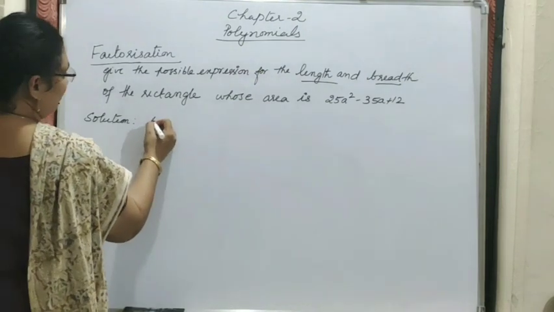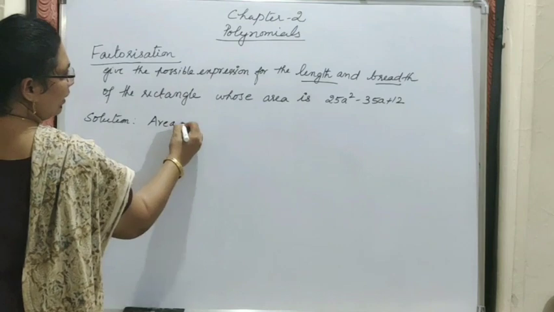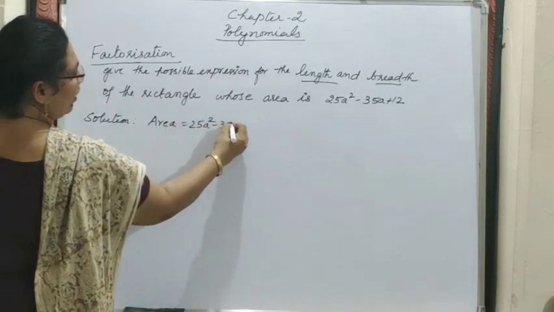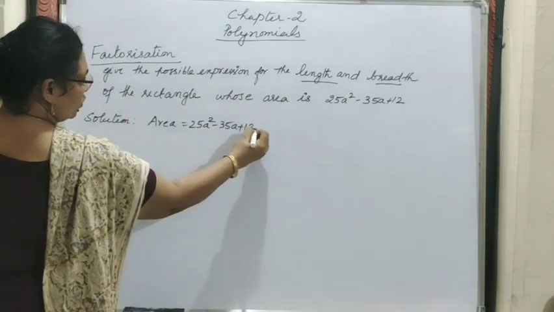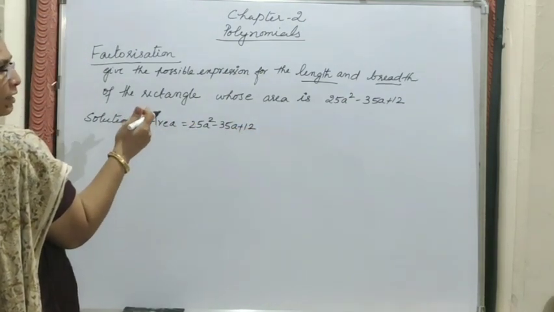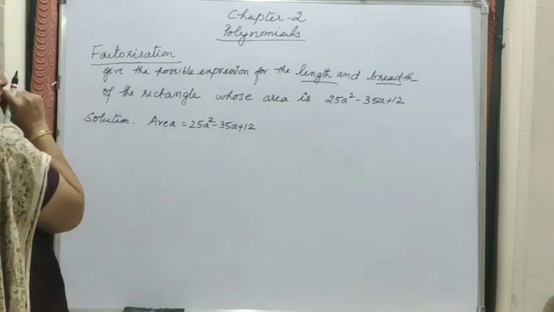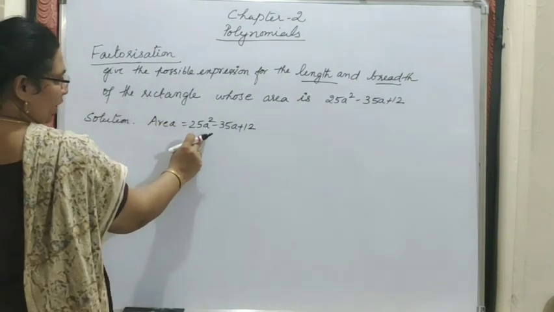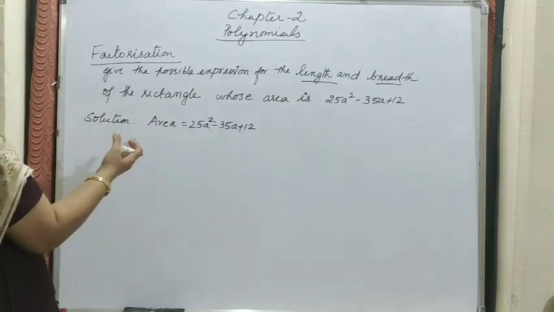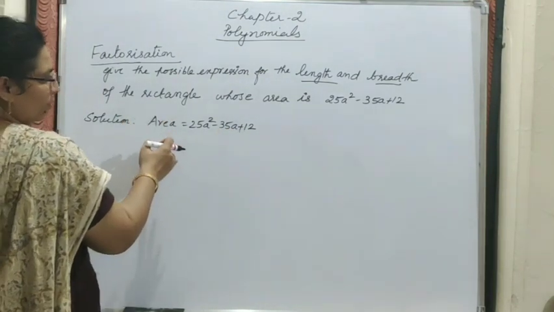So area is given. Area of the rectangle equal to 25a square minus 35a plus 12. So we should factorize this one and bring in two answers, one for length and one for breadth. Now, because only one square term is there, with coefficient 25 and constant 12, we'll go for the splitting middle term method only.